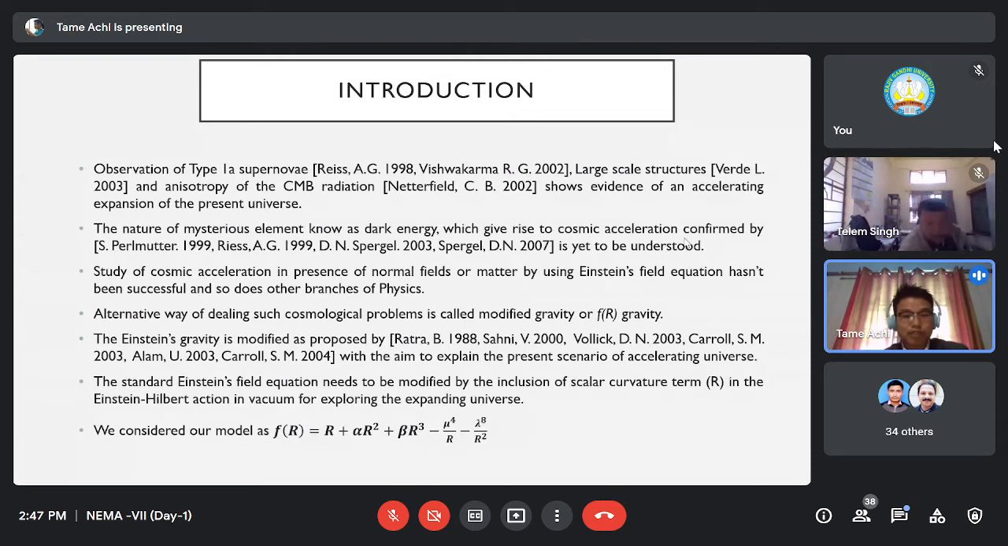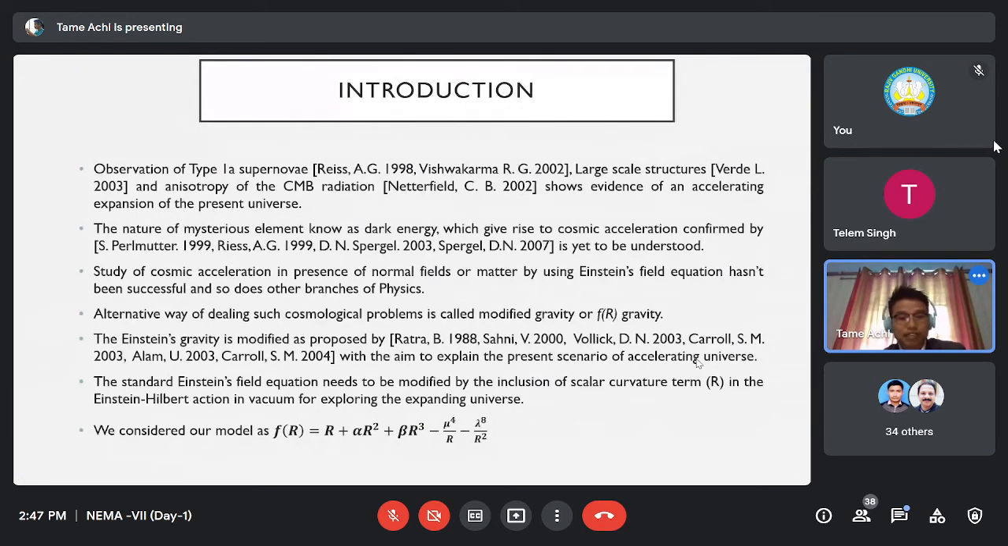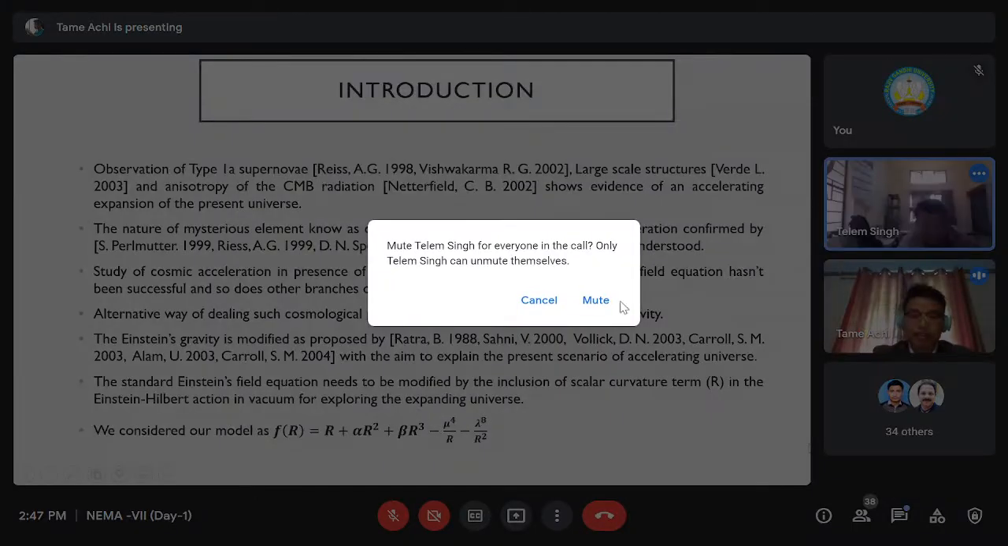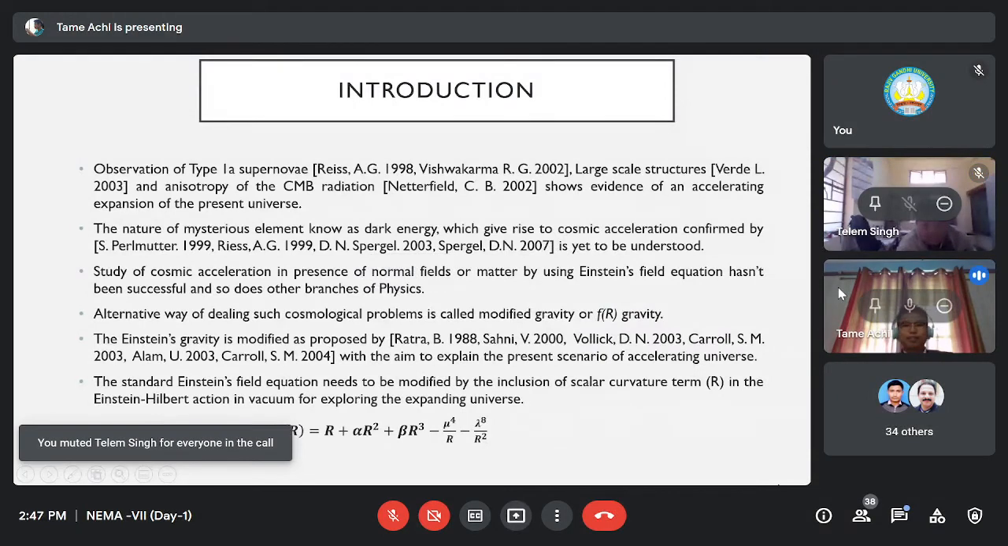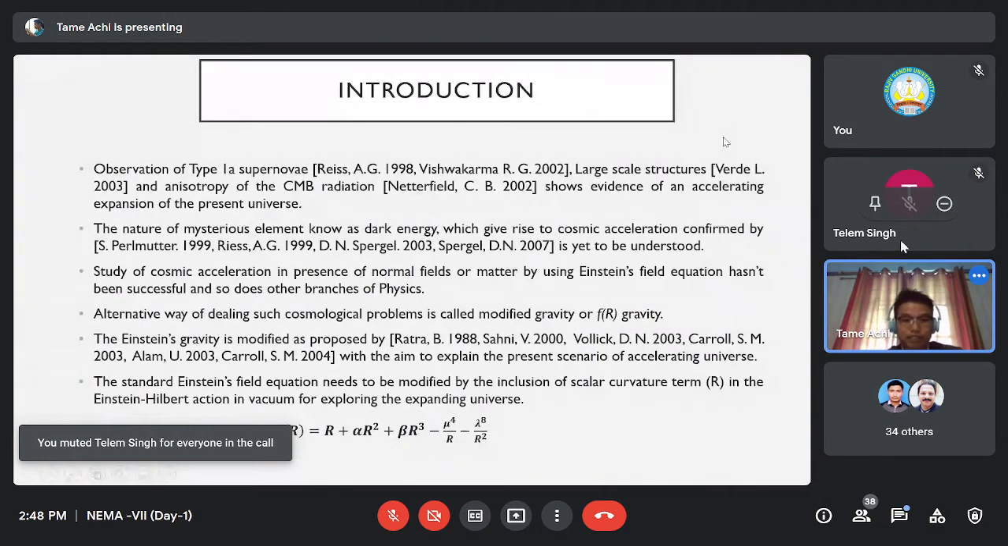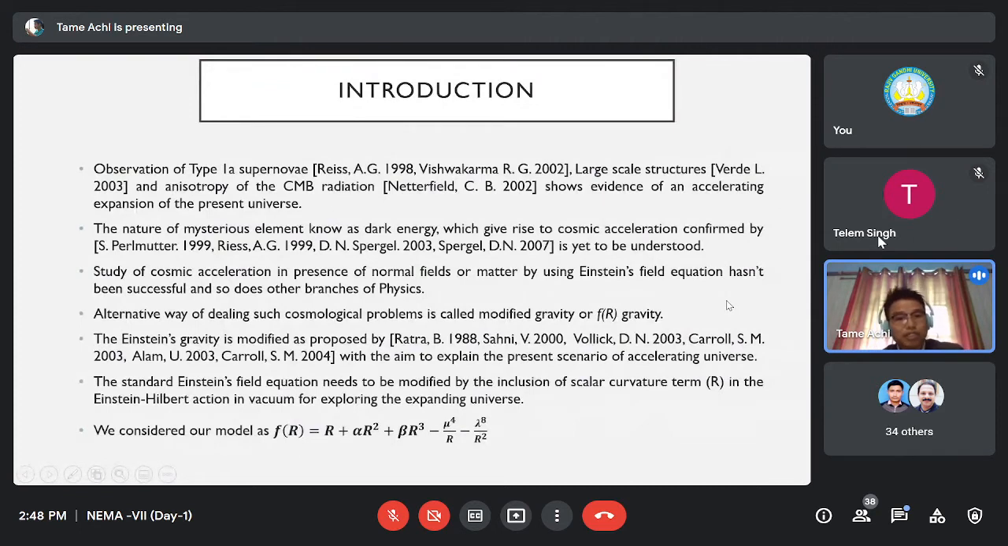So in our paper, we are proposing this f(R) gravity, which is a function of the scalar curvature R. The model I'm proposing is f(R) equals R plus alpha R squared plus beta R cubed minus mu to the power 4 by R minus lambda to the power 8 by R cubed. Using this f(R) model, we will modify the Einstein field equation and try to understand the dynamics of the universe.